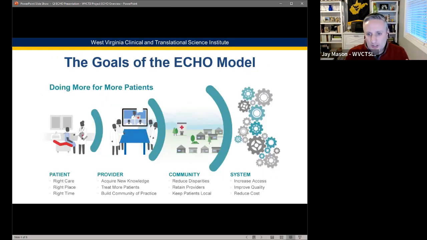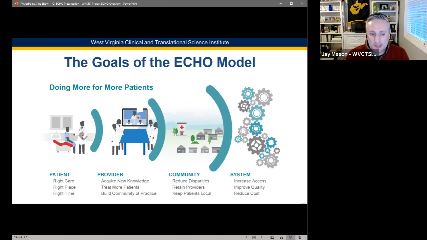This picture, we use it a lot. It's a great representation of what ECHO can do for different groups within the healthcare system. ECHO is designed for patients to get the right care, the right place at the right time. Oftentimes, especially in West Virginia, where access is limited and referral wait times are long, it's easier for them to keep the patient in the primary care setting longer. ECHO aims to do that by hopefully getting new knowledge to the providers. They can treat more patients and build a community practice. Hopefully we'll do that around QI here during these 6 sessions.